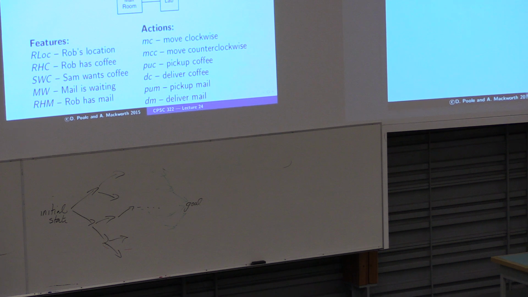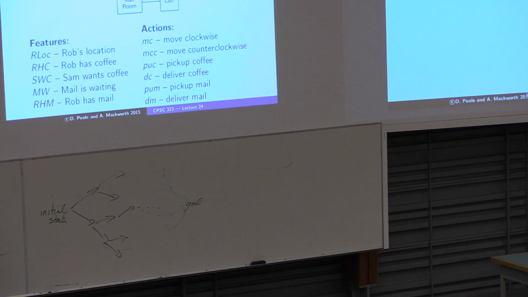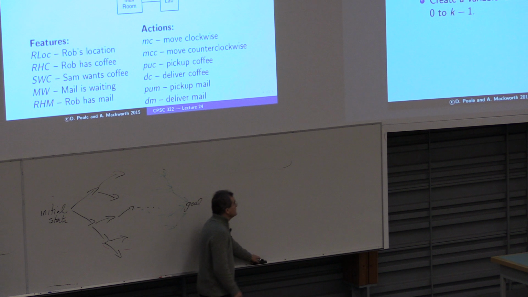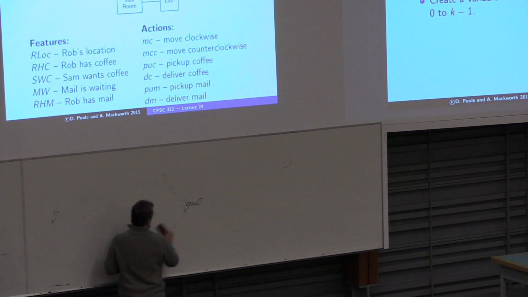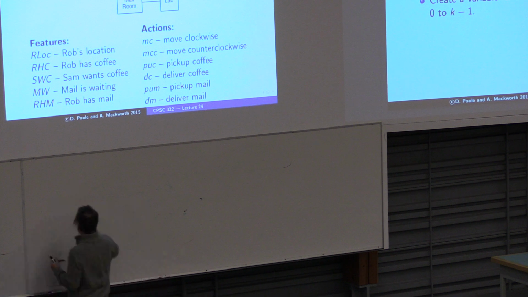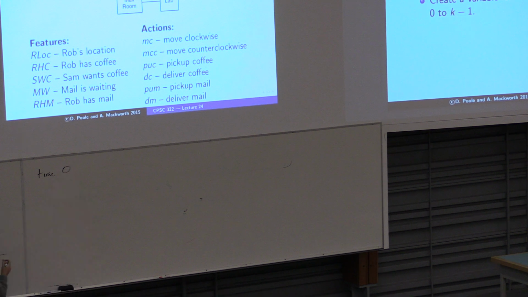So let's have a look at an example of this. Actually, let's just do it on the board. Let's go back here. That's too complicated at the moment. So we're going to do the initial time. Initially at time 0, we're going to have a variable for each feature.